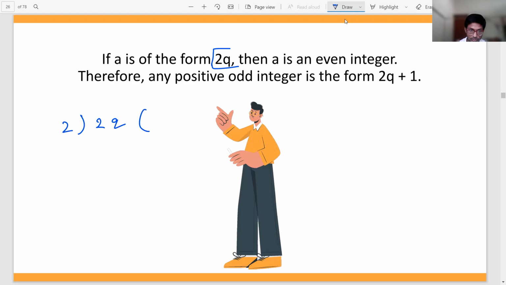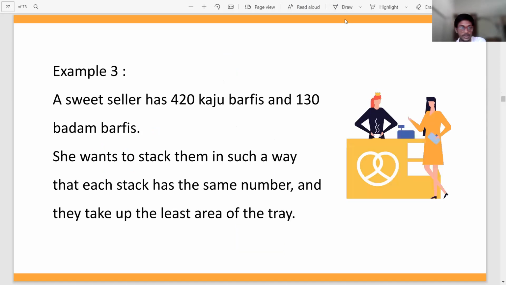Okay, so if we multiply q, this will be 2 into q, and the remainder will be equal to 0. So 2q is an even integer, therefore an odd integer is of the form 2q plus 1. So simple, we proved it using the Euclid's algorithm method. Coming on to example number 3, we'll see example number 3.